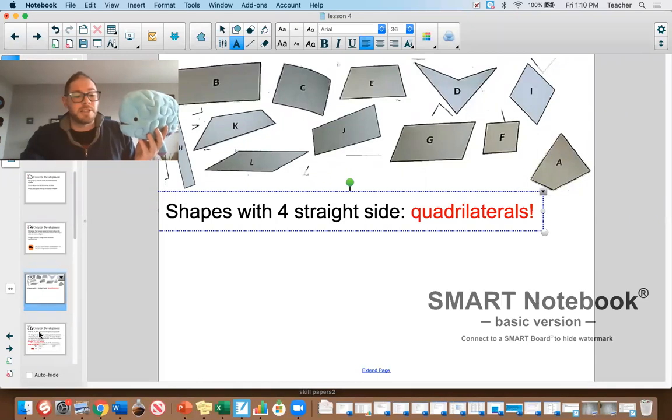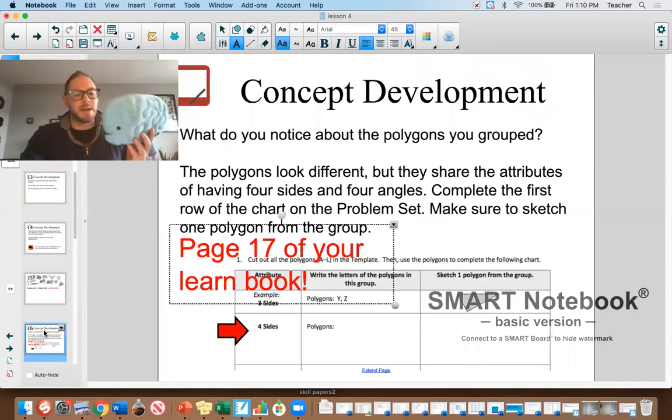Let's see what we're doing next with our shapes. If my computer decides to work. Come on, computer. There we go. So what do you notice about the polygons we grouped? We noticed that they look different, but they all share the attribute of having 4 sides and 4 angles. What's an attribute? Well, an attribute is a characteristic. So for me, one of my attributes is that I wear glasses so that I can see. All of these shapes have 4 sides. One of my attributes is that I'm blue.